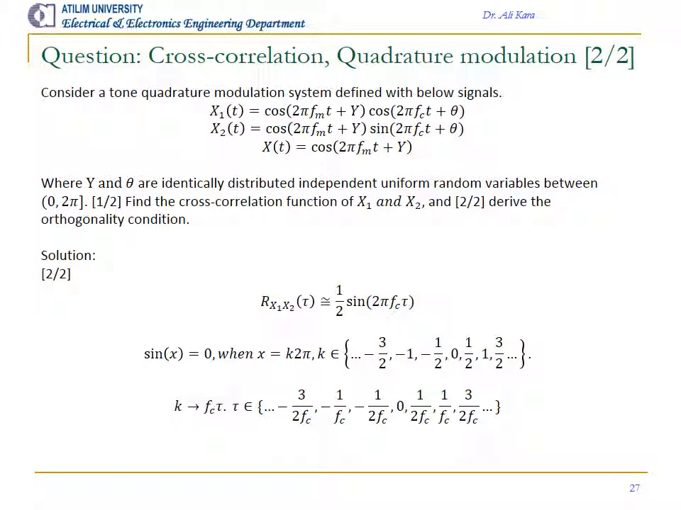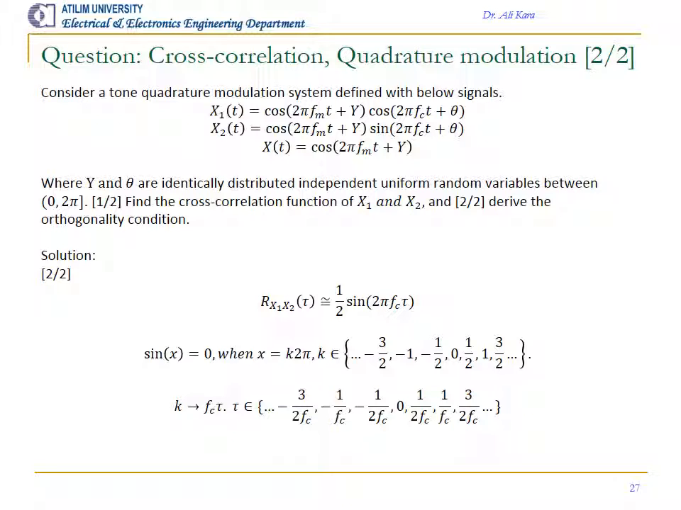x(t) equals cosine of 2 pi fm t plus Y, where Y and theta are identically distributed independent uniform random variables. Part 1. Find the cross-correlation function of x1 and x2. And Part 2. Derive the orthogonality condition. Solution.